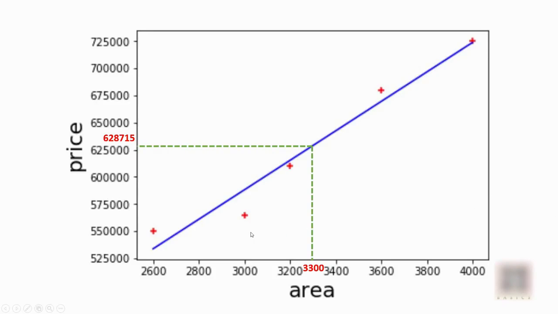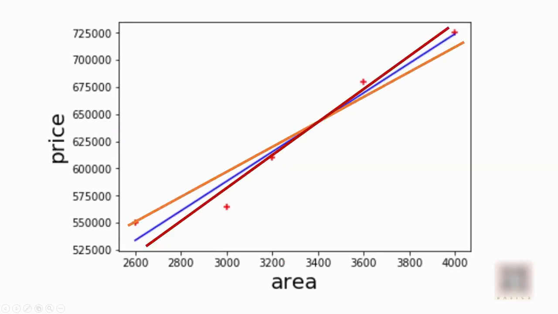Now you might ask, how did you come up with this blue line? Because this line is not going through all these data points, and there are a number of ways you can draw different lines, like for example this red and orange. Okay, so why did I choose this blue line?